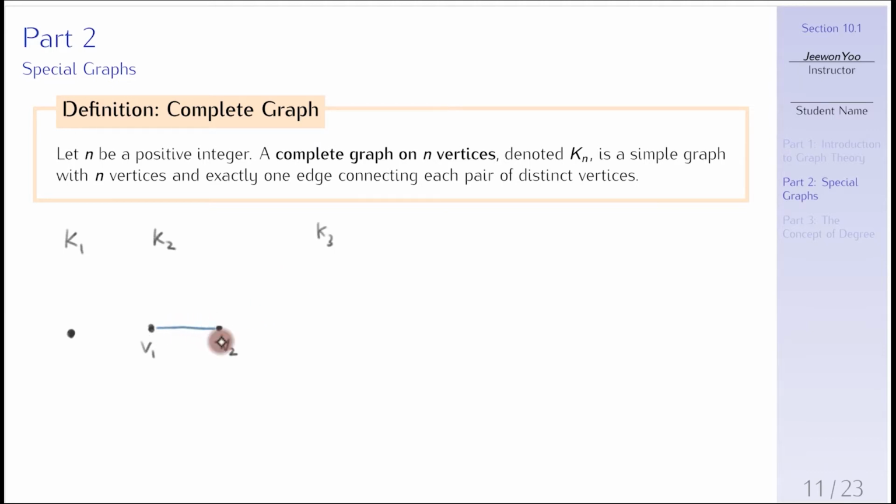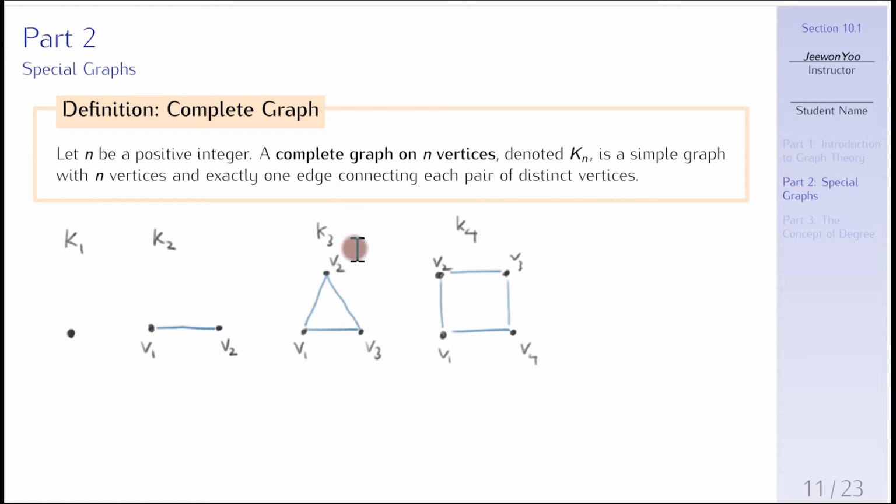K3. We must have an edge connecting each pair. So let's denote this to be V1, like so. Then it must look like this. So this is a complete graph for K3. K4. The complete graph K4 looks like this. This seems obvious, right, so far?